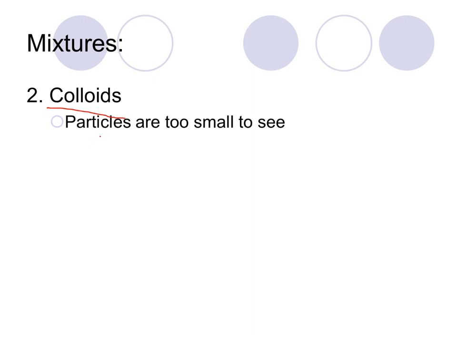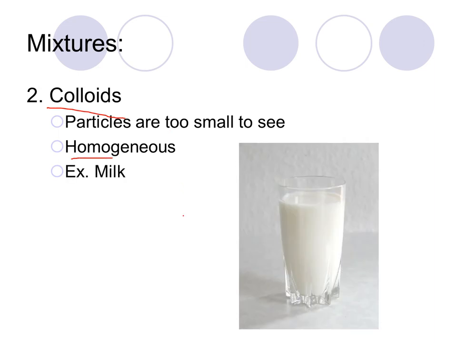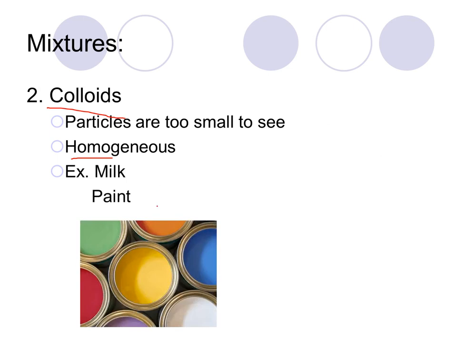Colloids are a type of mixture where the particles are too small to be seen, and therefore they are a homogeneous mixture. Things like milk, if you look at it, you can't see different little particles in there. It all looks the same, so it is homogeneous. You can even get homogenized milk. And things like paint, same thing. You cannot see the little bits that are in there. It looks like one thing. There are different particles in there. It is a mixture, but you cannot see the different parts. So that we call a colloid.